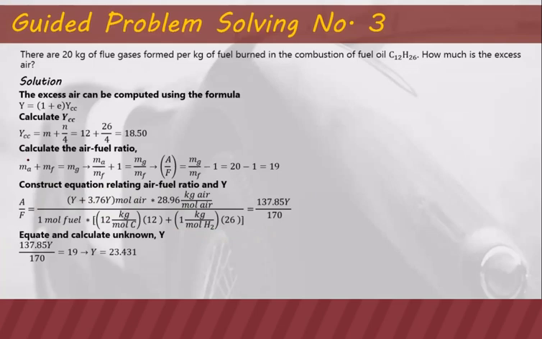So from this equation, we can get the value of y. We just have to equate 137.85y over 170 to 19 and solve for the value of y. So y is 23.431. Since we already have y and we also have ycc, we can now get the excess air. By substitution, that is equal to this equation, and solving for the excess air, that is 0.2665, and in percent, that is 26.65%. So that is the excess air, 26.65%.